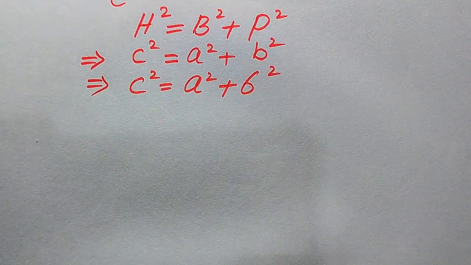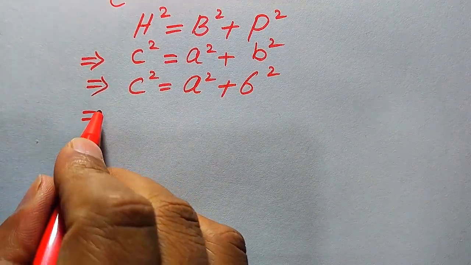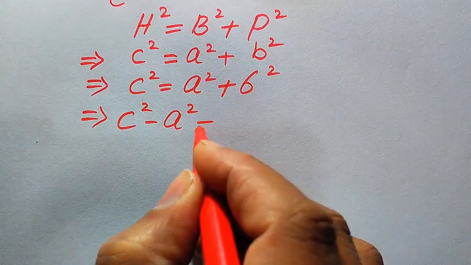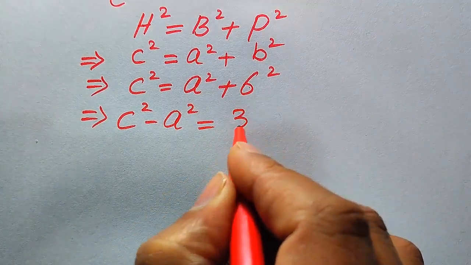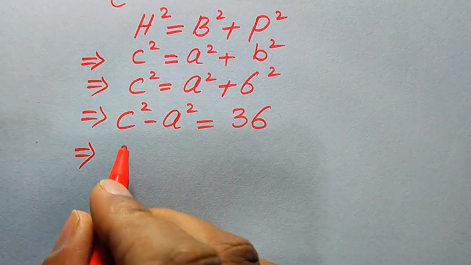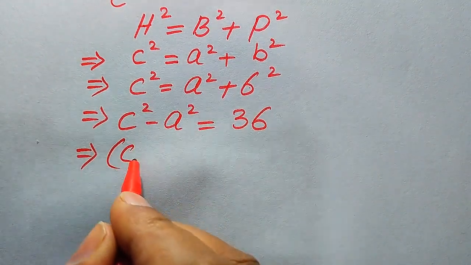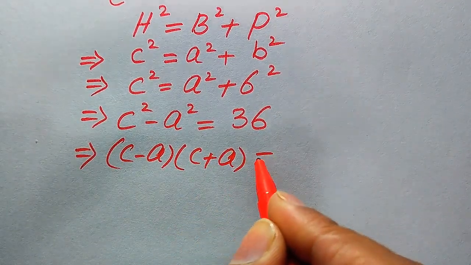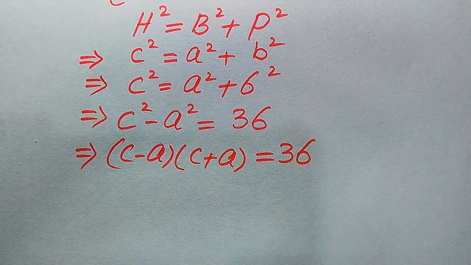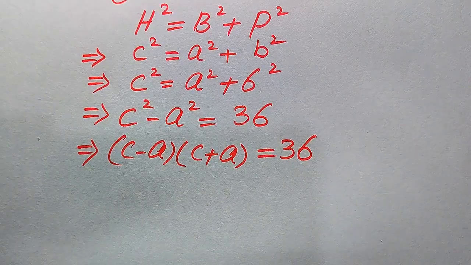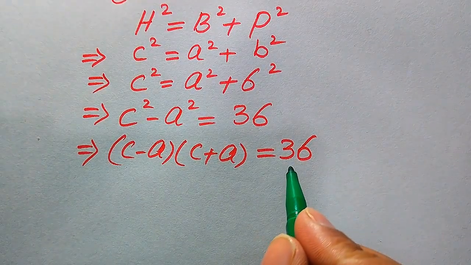In the next step we need more simplification, and we move this a square to the left hand side, and it becomes c square minus a square equals 6 square, and 6 square becomes 36. In the left hand side we use the nice algebraic formula: c square minus a square equals c minus a times c plus a, equals 36. Here you see that in the left hand side there are two factors multiplied by each other, but in the right hand side we have only one factor. So we need to make the factors of this equation.